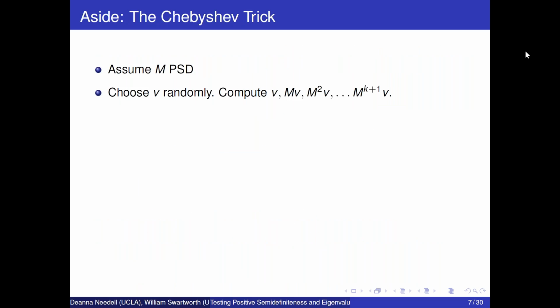So here is the Chebyshev trick. We have a PSD matrix M in our application. What we did is we negated A and then we shifted A. It was PSD. And what we do is we choose a random vector V, for example, a Gaussian vector. We compute V, M times V, M squared times V, and so on, M to the K plus 1 times V. So this is very adaptive. We take our output from the previous query and we feed it into the next query.